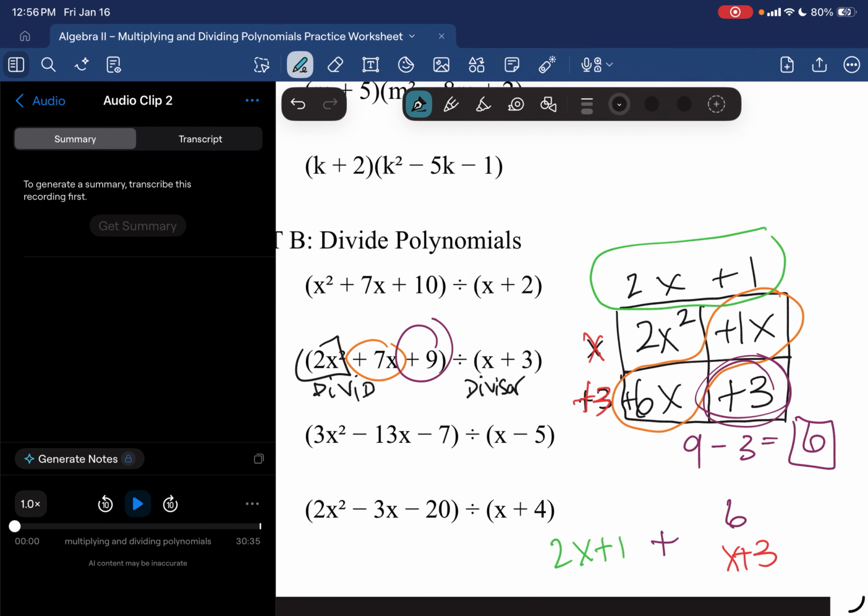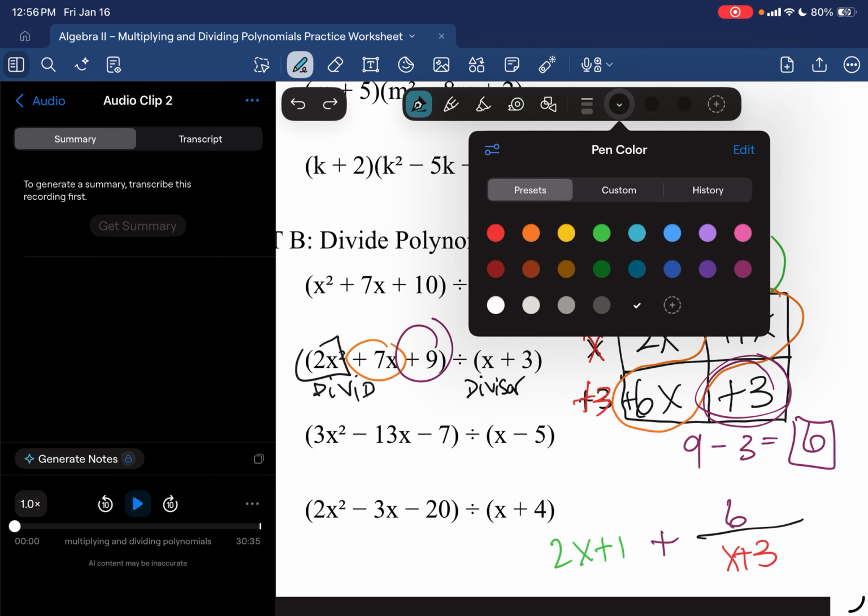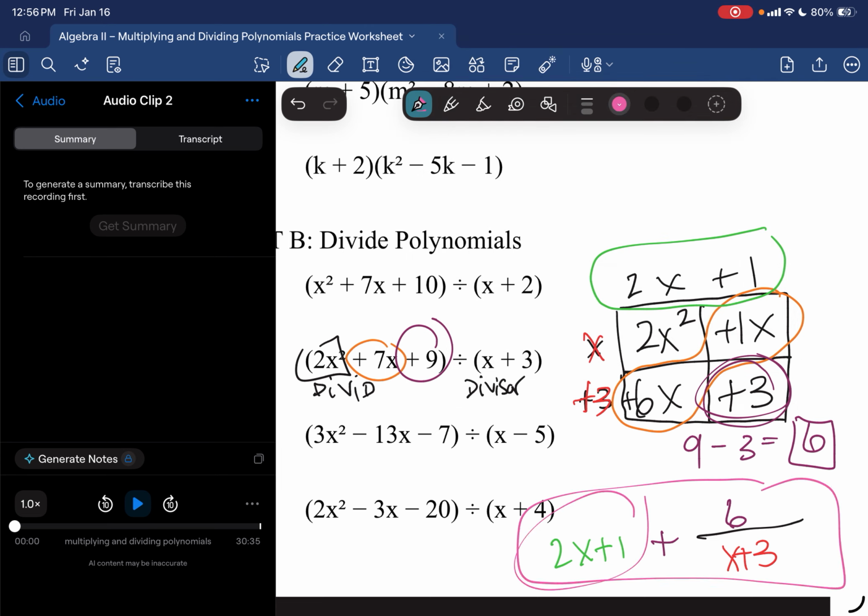Okay, so remainder over your divisor. It's kind of weird how it's written, but that's how you write it. 2x plus 1 plus, this is a positive. If it was negative, you'd put negative. Plus your remainder over your divisor. 2x plus 1 plus 6 over x plus 3 is your quotient. We call the answer of division the quotient.